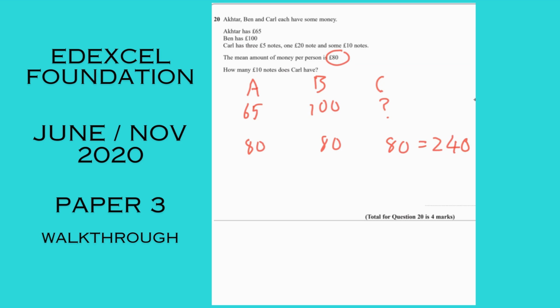Now, if the total is 240, let's take away everything we know. Subtract 100, you've got 140. Subtract 65, you've got 75. Subtract the 3 £5 notes, take off 15, you're down to 60. C's got a £20 note, you're down to £40 left. Some £10 notes, that'll be 4 10s for the 40.